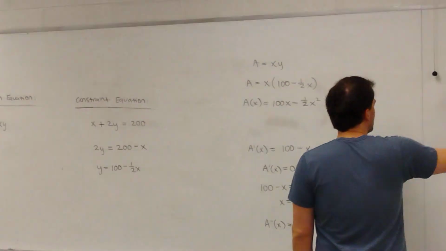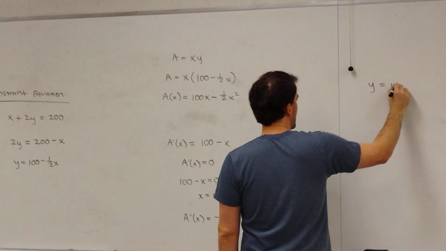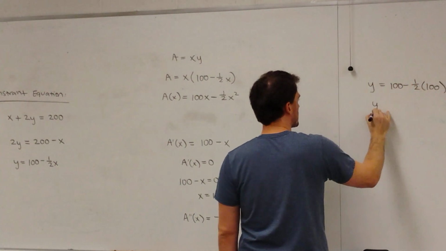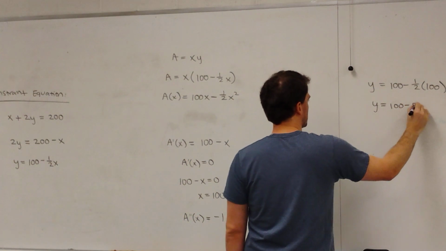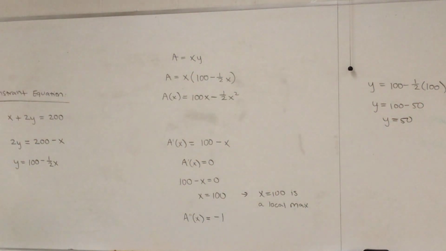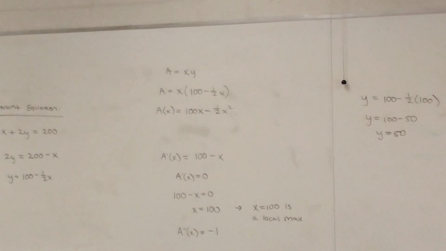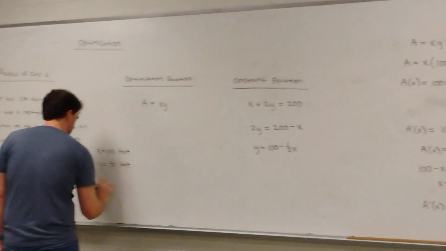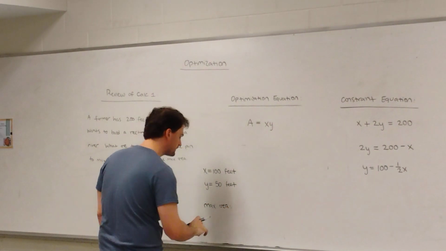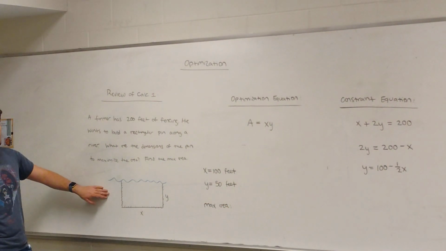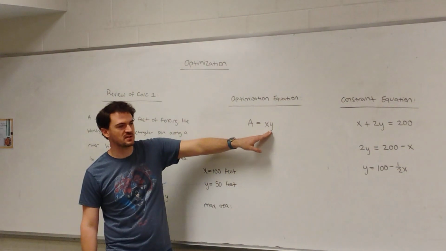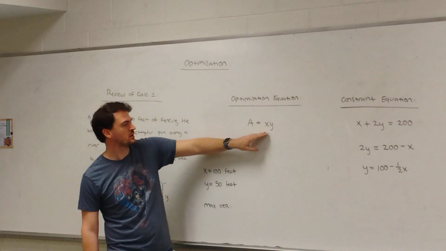And y equals 100 minus 1/2 of x. So if x is 100, I get y is here. So now to find the max area, you could either grab x times y, plug in x, plug in y.